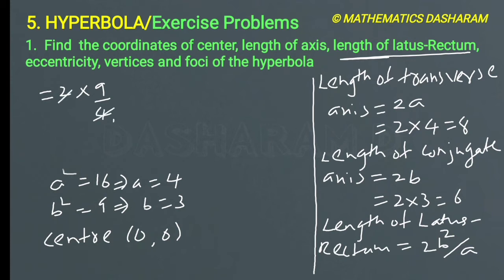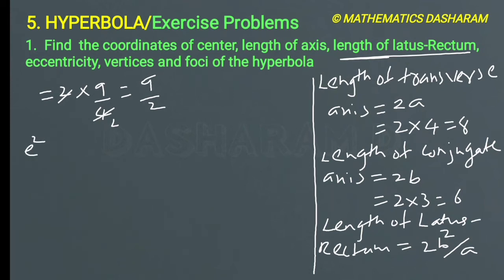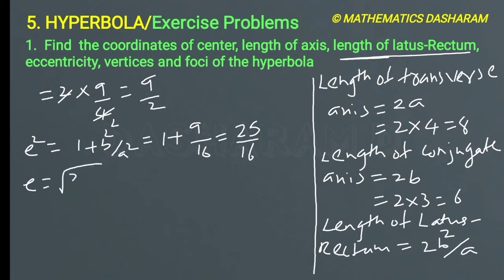So 2 1s are 2, 2 2s are 4, it is equal to 9 by 2. Next, eccentricity e, the formula is e equals under root 1 plus b square divided by a square. So then 1 plus b square value 9 divided by a square value 16. 16 plus 9, 25 by 16. So then e equals under root 25 by 16. Then it is equal to 5 by 4.